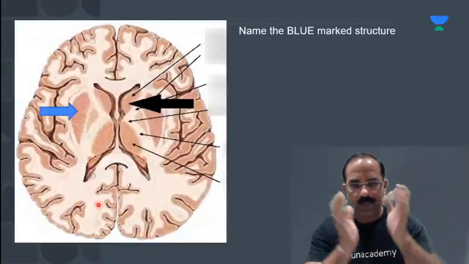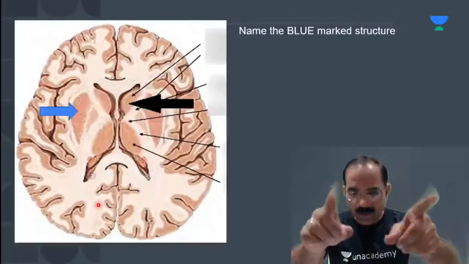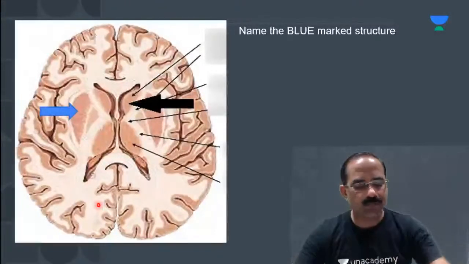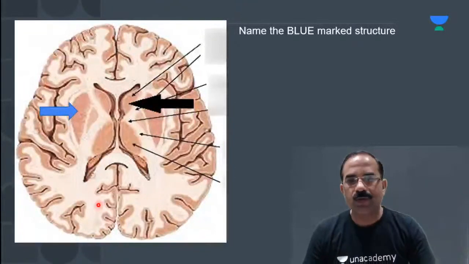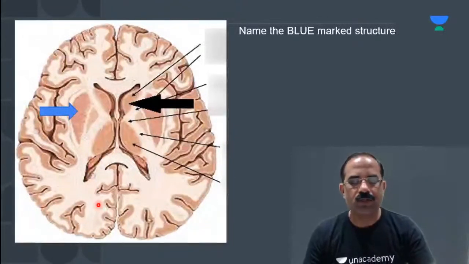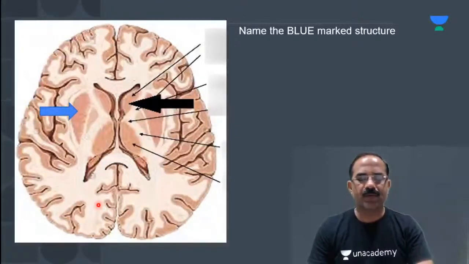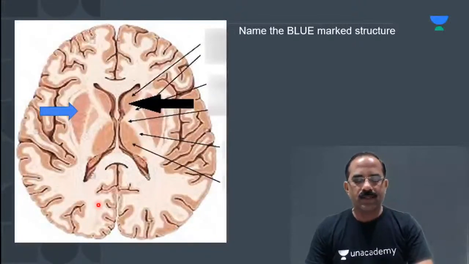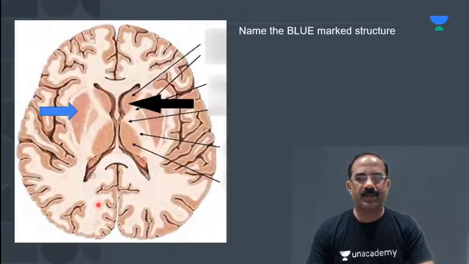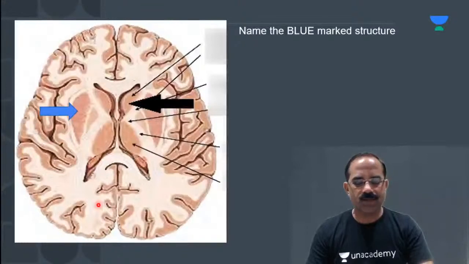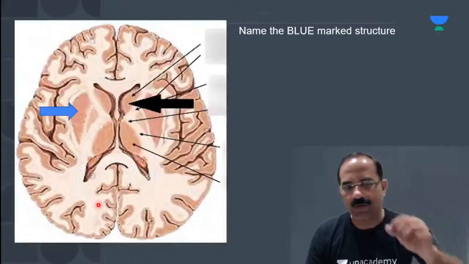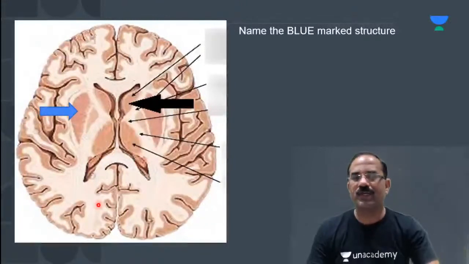Students, can you tell me the corticonuclear fibers pass through which limb of the internal capsule? Corticonuclear fibers pass through which limb of the internal capsule? Any guesses? You can guess, students. Yes? Genu. Very good. Yes, Rajesh. Very good. Corticonuclear fibers pass through the genu of the internal capsule.